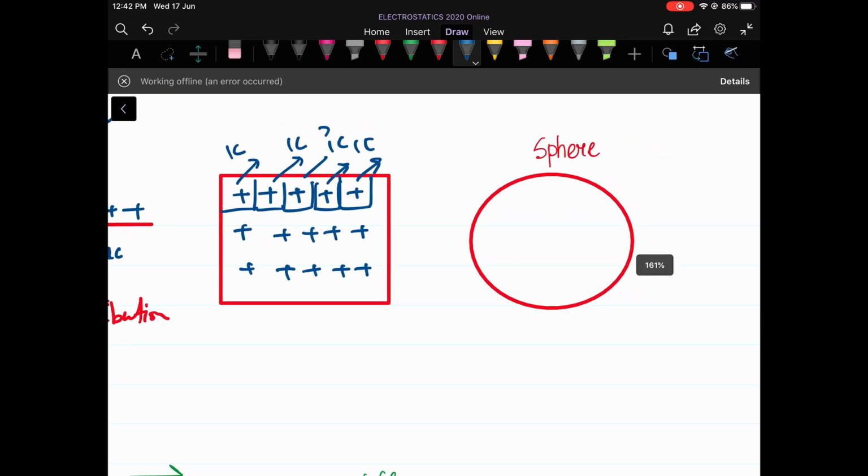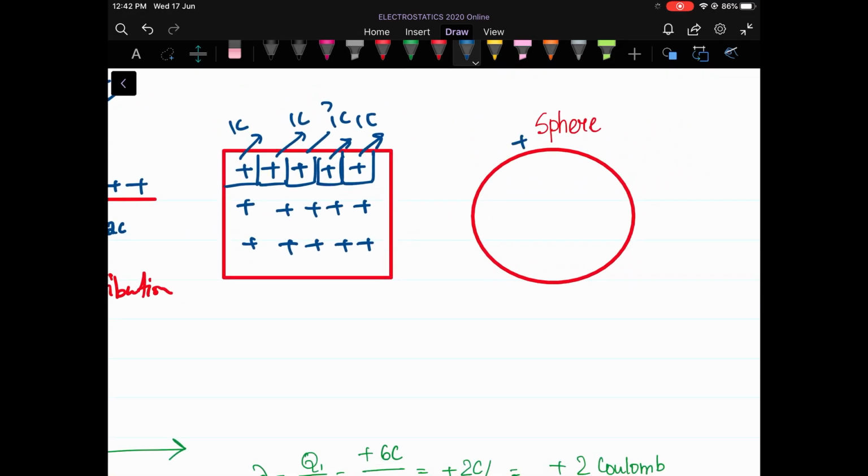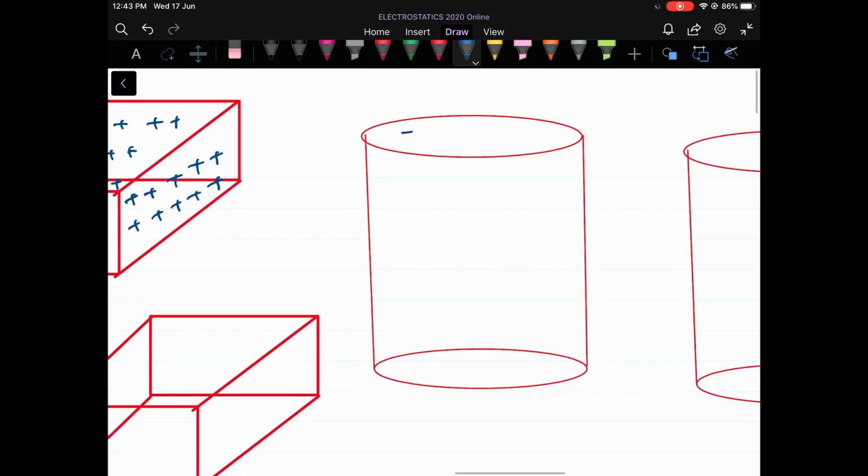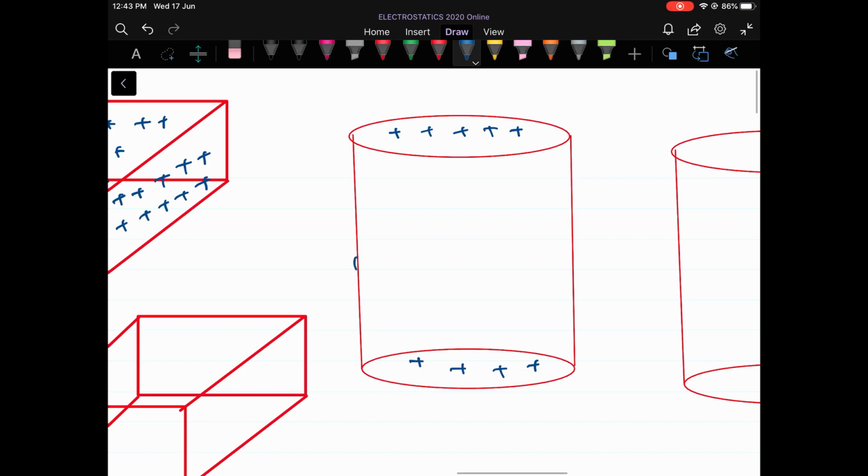Here you can look at another example where we have a sphere and we have charges distributed on the surface of this sphere, not inside but only on the surface. Again, in this case also we have to call it surface charge distribution. Then if you take a cube, put the charges on the surface, only on the faces, then again we have to call it surface charge distribution. Note, there is no charge right now inside the cube. Again, you can take a cylinder, put charges only on the surface of the cylinder uniformly, and the distribution will be called surface charge distribution.